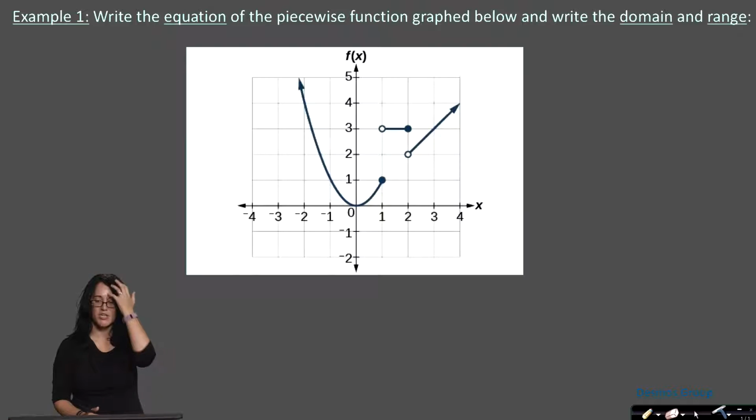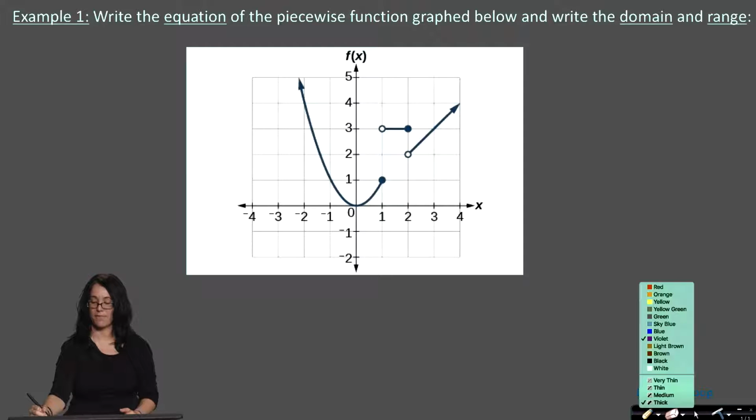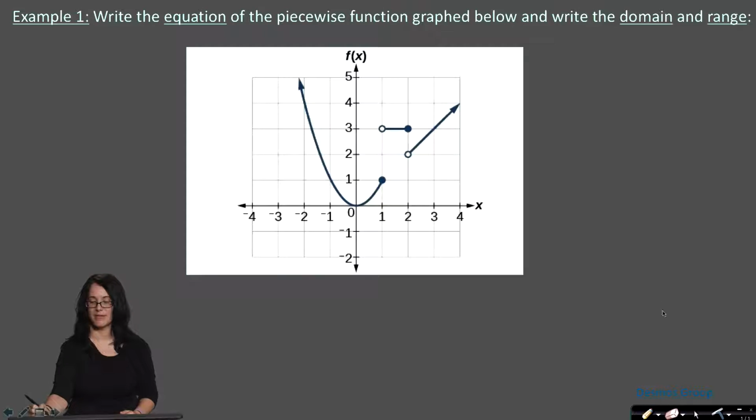It says write the equation of the piecewise function graph below and then write the domain and the range. Here again we have 3 pieces, and we're going to have to recognize the type of trajectory each of them are and then when they're allowed to occur. So again, feel free to look back in the video and in your notes and come back to me when you are ready to see how you did. All right, let's see how we did.